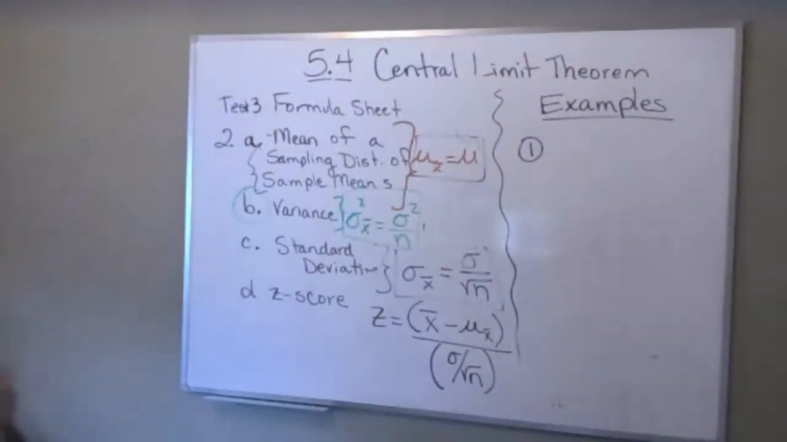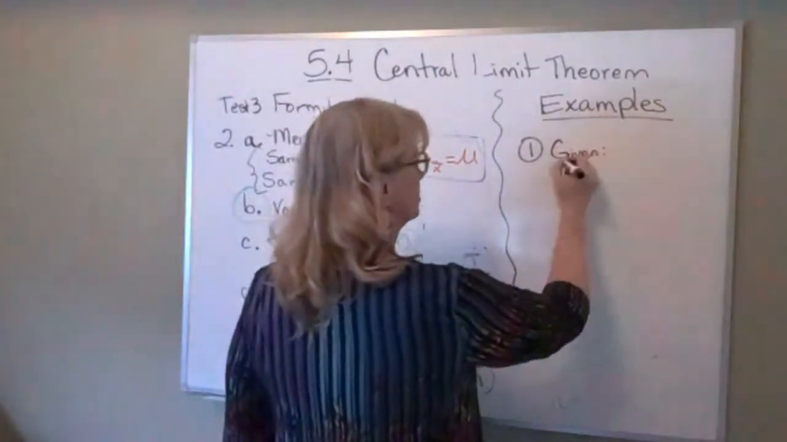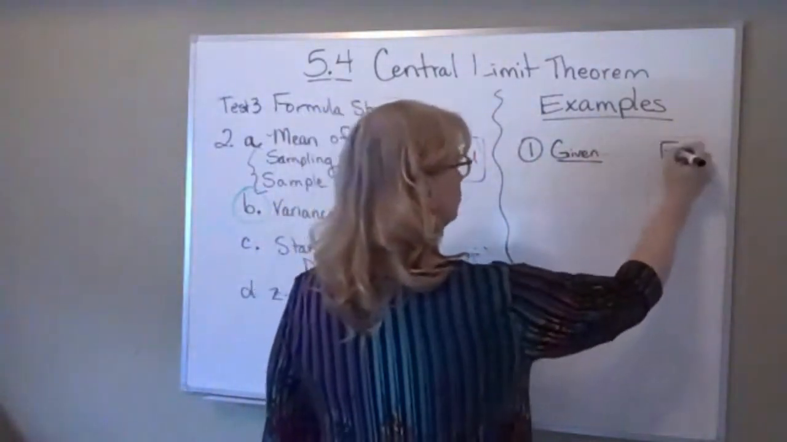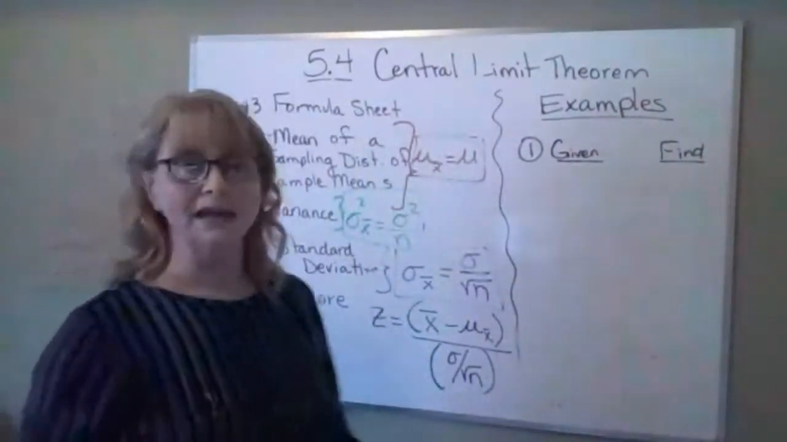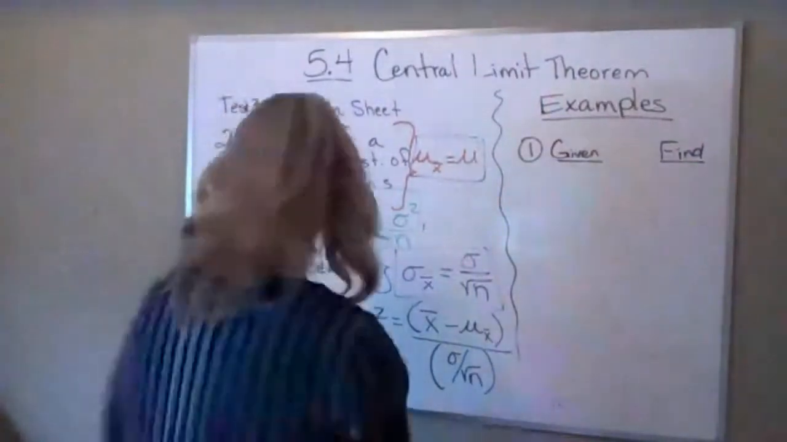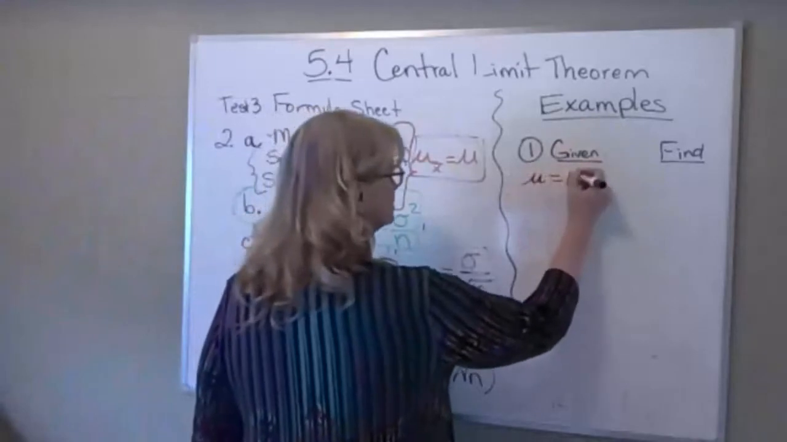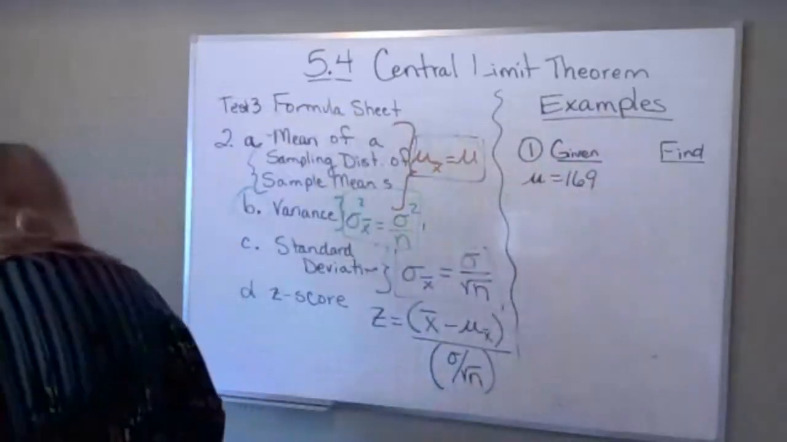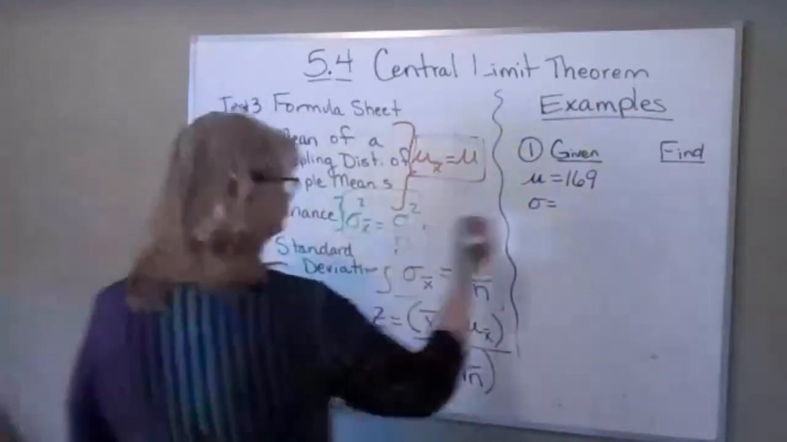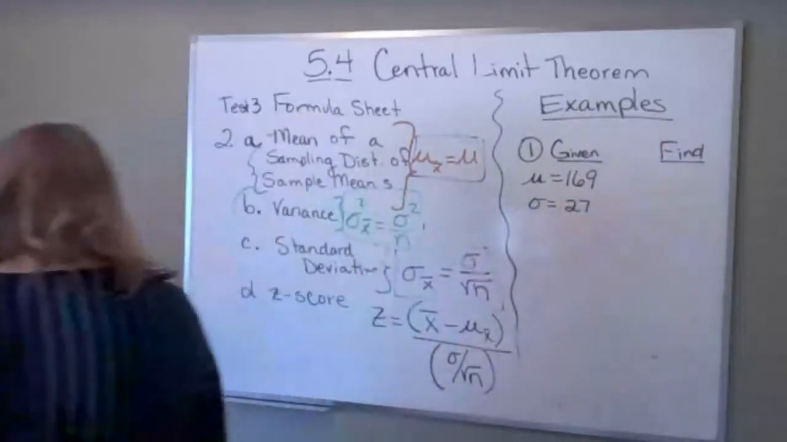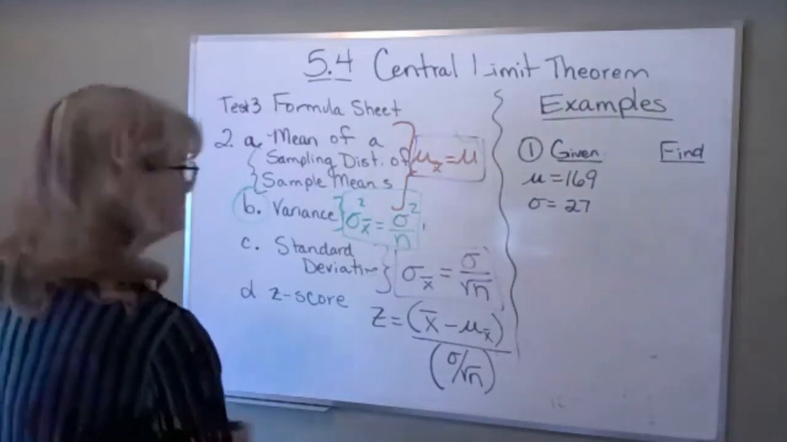Number 1 has some given information. So remember we talked about doing what are you given, what are you supposed to find? You might write that down every time you work a problem. What have they given you, and what do they want you to find? On this one, we're given that a population has a mean of 169 and a standard deviation of 27. And it says, find the mean and standard deviation of the sampling distribution of the sample means.